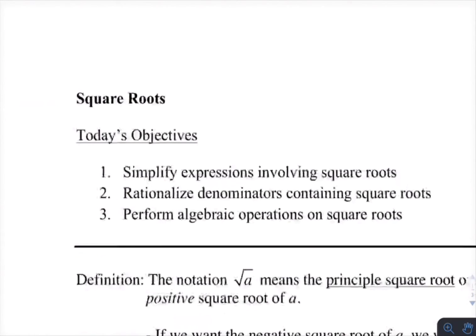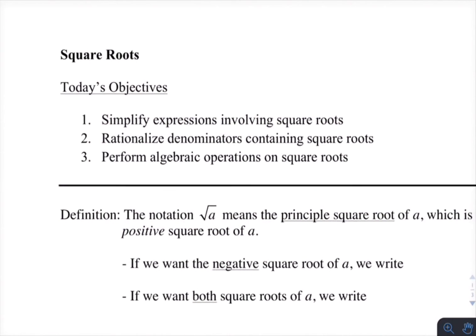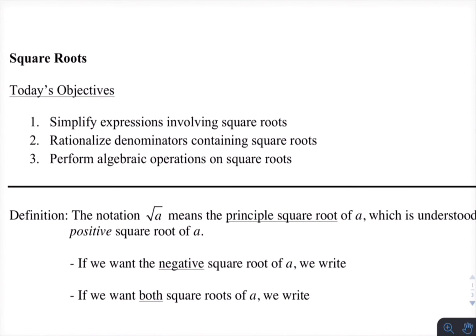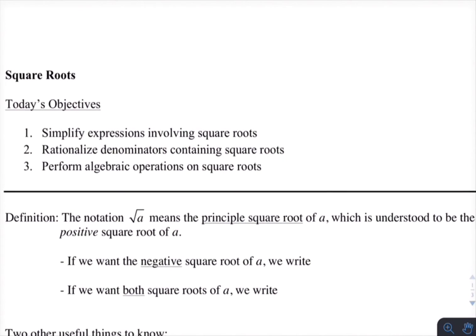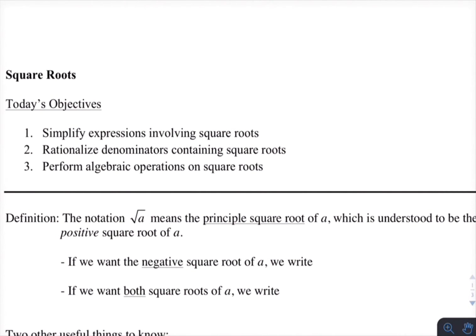So first, let's talk about the definition and get accustomed with some of the notation. When we see the square root of a, understand that that means the positive square root, also known as the principal square root, but it means the positive. So if we want the negative square root of a, what would we write? Well, it would simply be negative root a. And if we want both square roots, you could probably guess, plus or minus root a. All right, so that's a little bit about the notation.